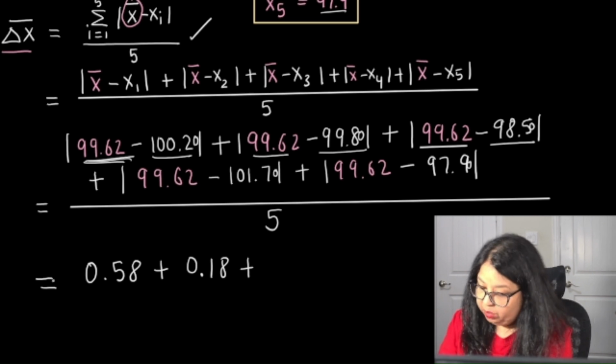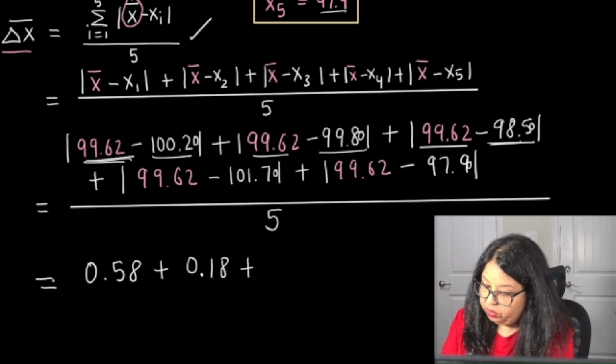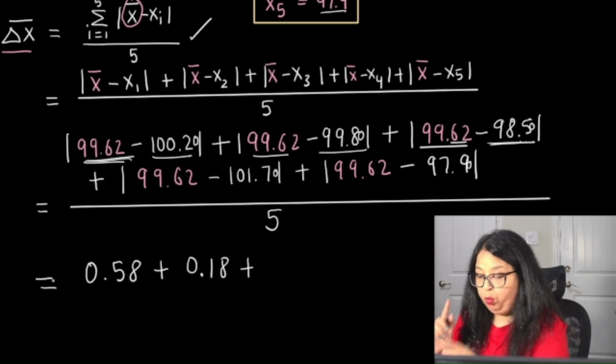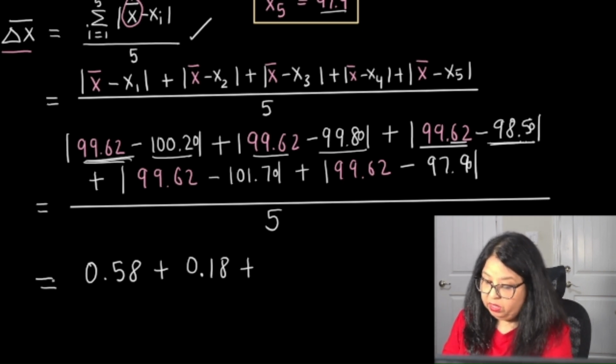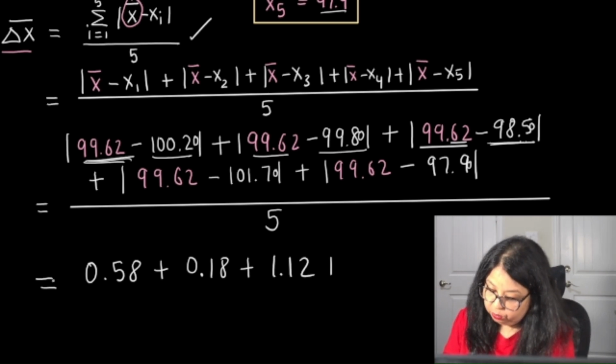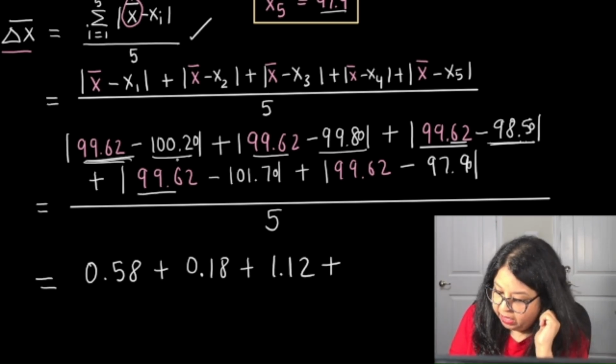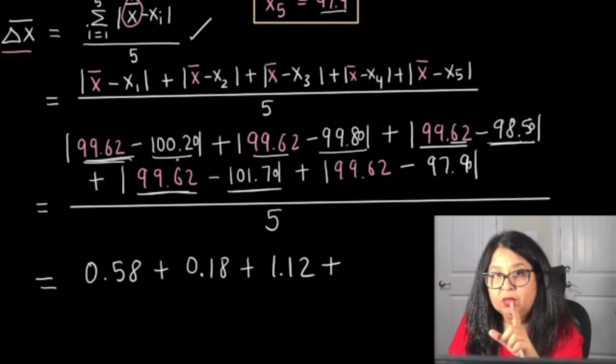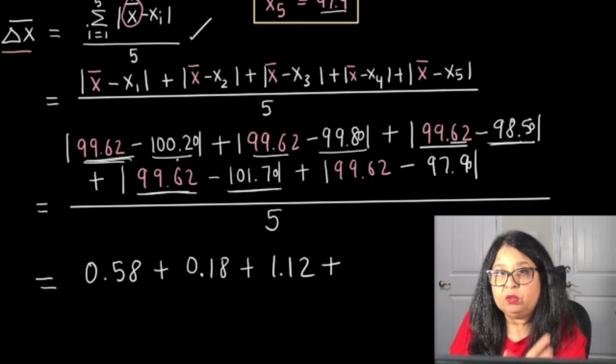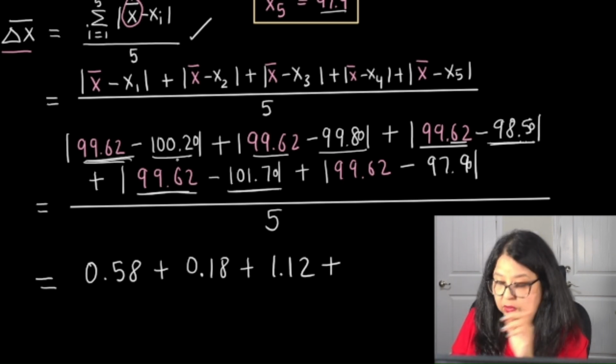Next, 99.62 minus 98.50. Okay. So 98.50 to 99 is 0.50 units, and then I have to go another 0.62. So 0.50 plus 0.62 will give me 1.12. Fourth one, 99.62 minus 101.70. Again, it's a negative number, but since we're taking absolute value, it gives us a positive answer.